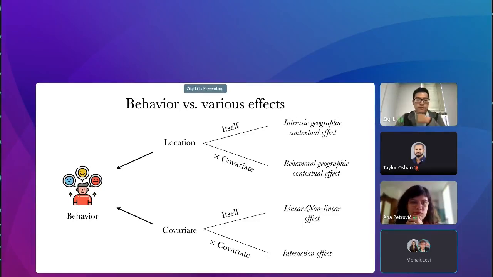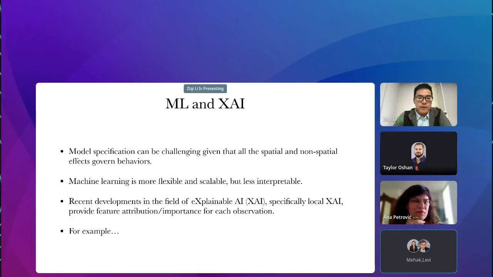But when a covariate A interacts with another covariate, there'll be an interaction effect on a certain behavior. As geographers, we are more interested in the top part, which is everything interacting with location, but at the same time, the bottom part should also be quite important. Given all the effects operate at the same time, model specification or selection can be challenging for traditional statistical models. So machine learning might be a better alternative because it's flexible and scalable with fewer assumptions, but it's less interpretable at the same time.